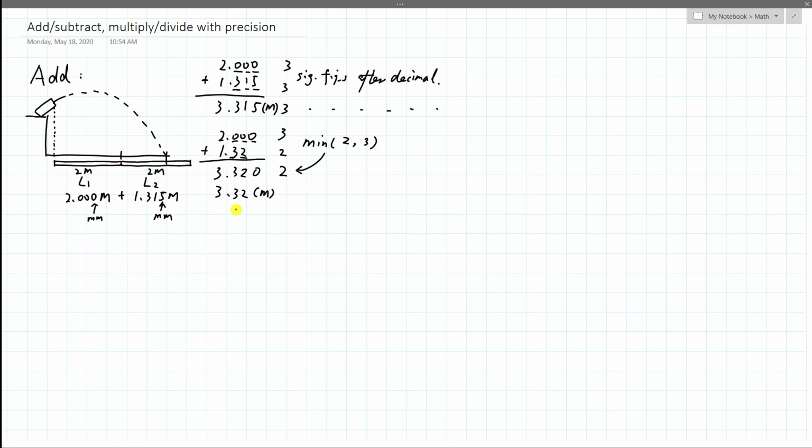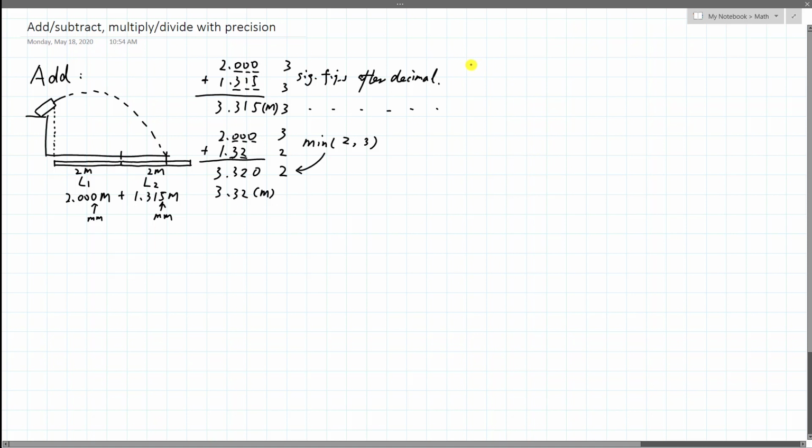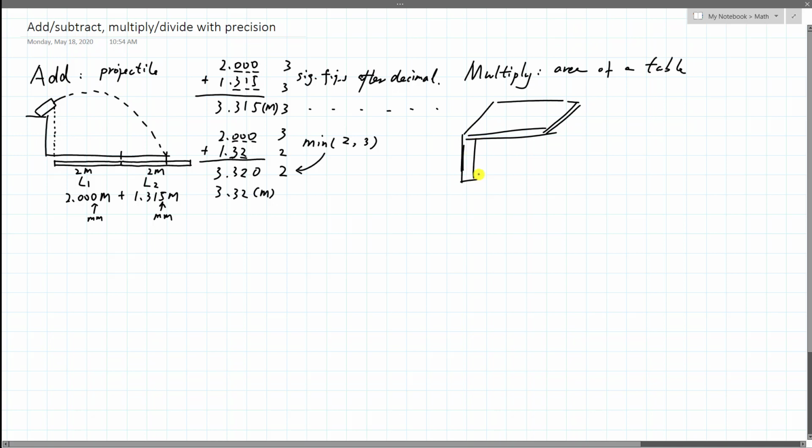Okay, so in a different experiment, for example, we're just trying to find out the area of a table. This is our example. This is the area of a table. Okay, so I know how to do that. So I got a table right here. I'll just draw a kind of cartoonized table.